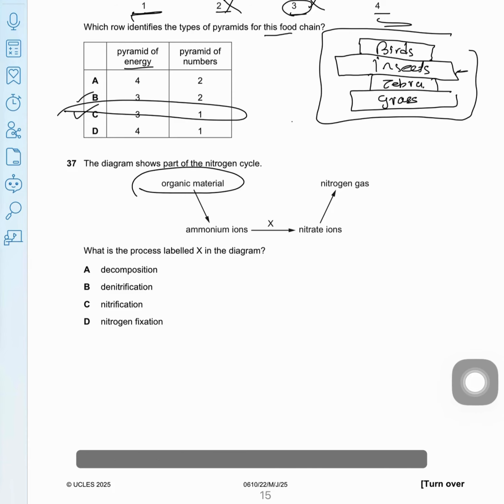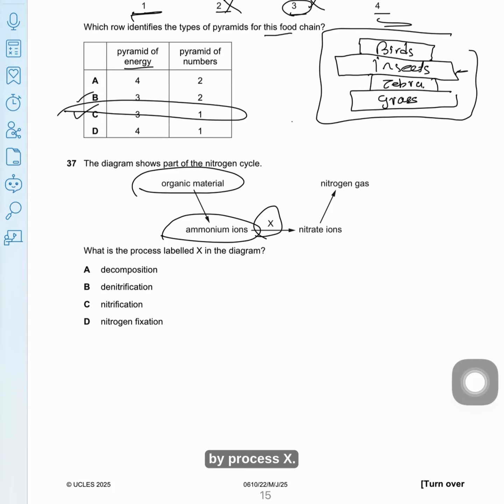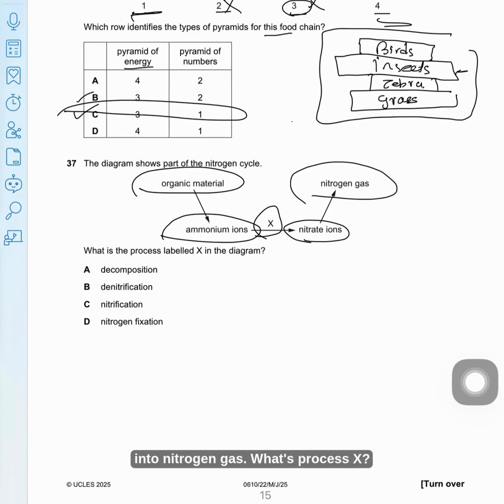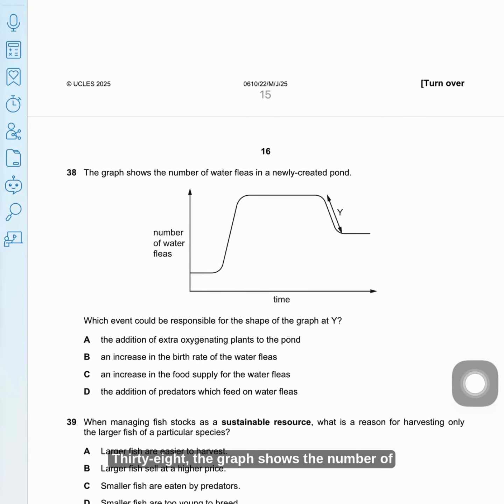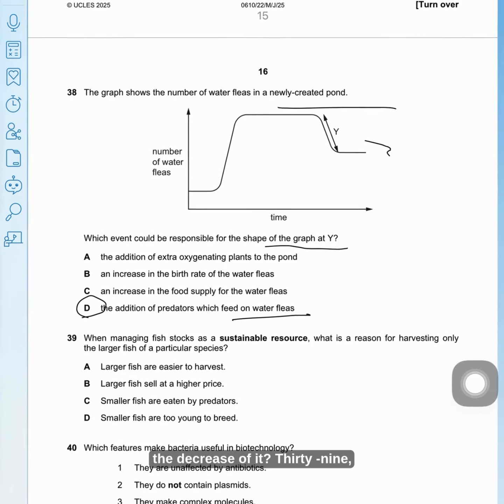The diagram shows part of the nitrogen cycle. Organic material is turned into ammonium ions by process X, and then they turn into nitrate ions and then nitrogen gas. What's process X? It's nitrification, where we turn ammonia into nitrate. 38. The graph shows the number of water fleas in a newly created pond. Which event could be responsible for the shape of Y? Why the population is decreasing? The addition of predators which feed on the water fleas, causing the decrease.